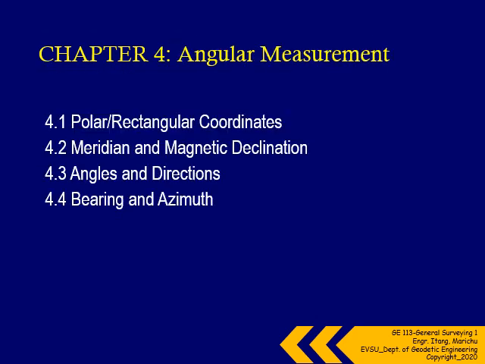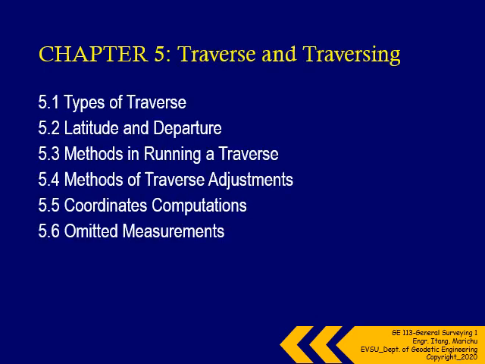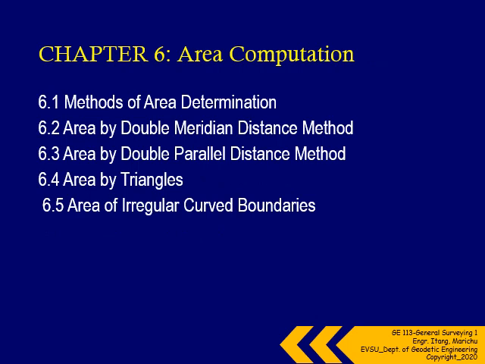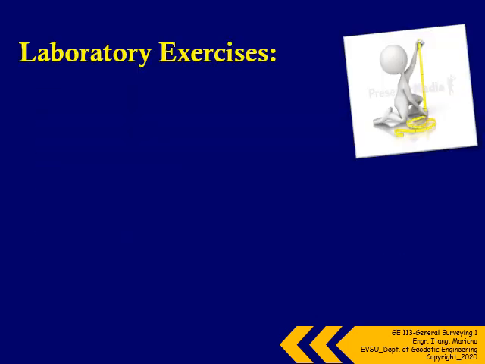For angular measurement, this is chapter 4. The rest: polar and rectangular coordinates, meridian and magnetic declination, angles and direction, bearing and azimuth. These terms are not yet familiar to you. Then we have the traverse and the traversing, the area computation, leveling, and here is the laboratory exercise.